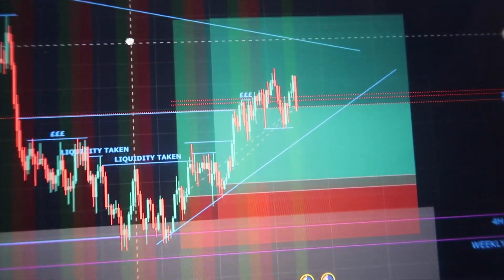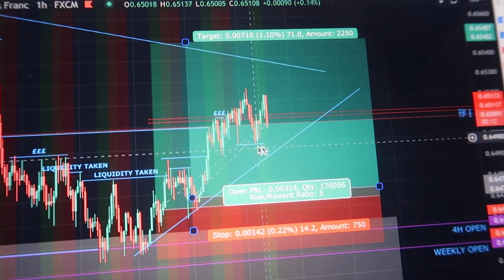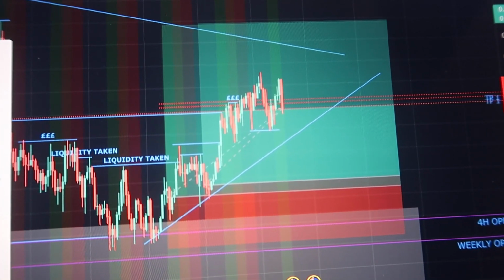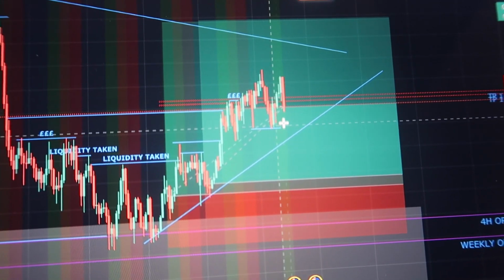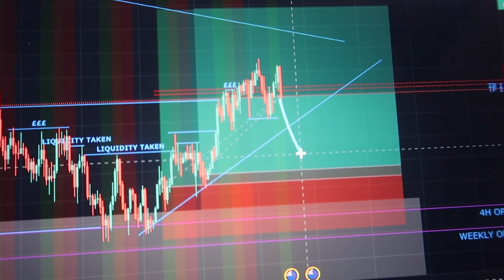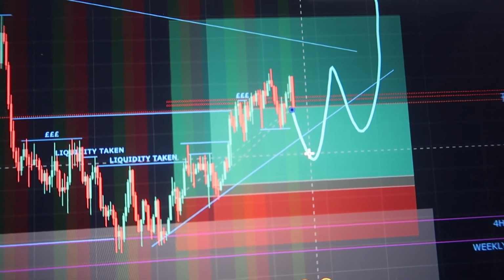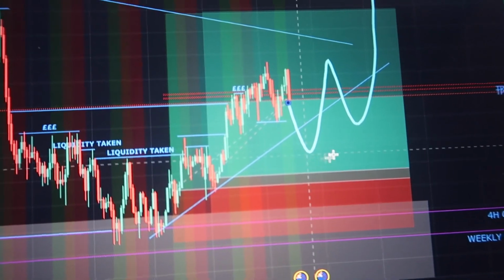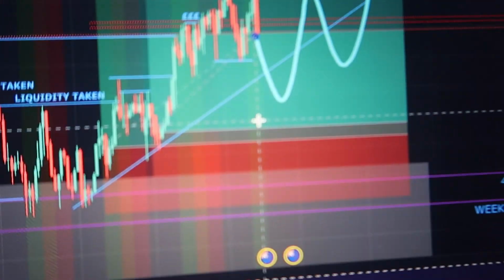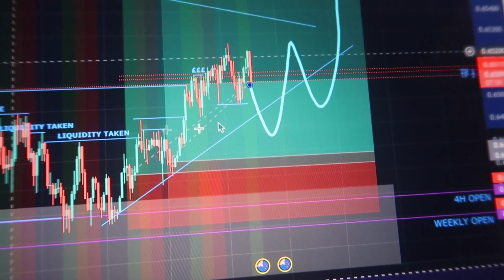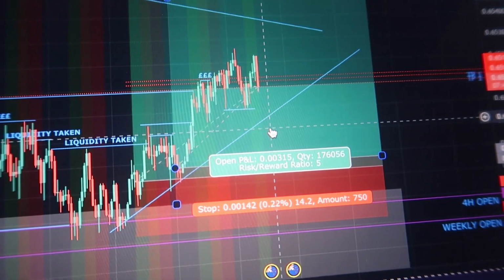NZD CHF, as expected, it is coming down. I feel like it's going to take out those equal lows that it created today. So I'm expecting something like this. Something like that. Right, so it's going to look scary for a bit. It might stop us out at break even, but then I don't care. I've already made money from the trade, so that could happen on USD CAD. I mean NZD CHF.